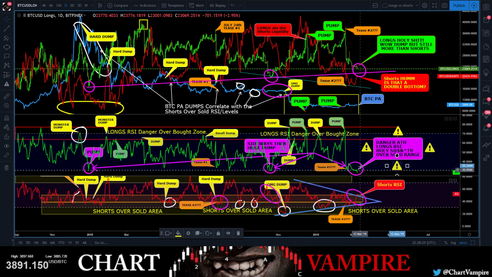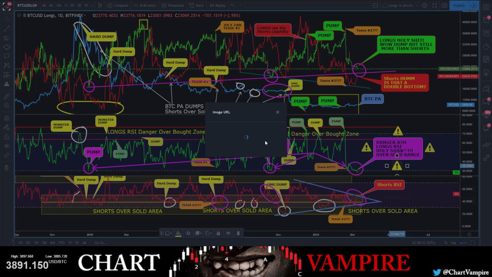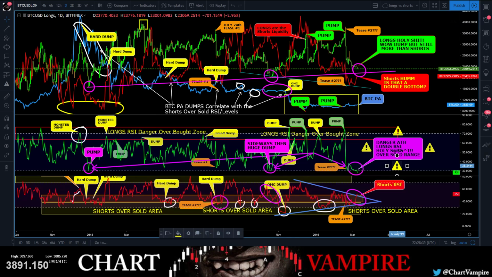And then the longs start to climb. Let's say we just had a big dump right now to, I don't know, let's say we had a big dump to 36, right? This is dangerous. Stop losses needed on all trades both ways. The long RSI is insane low.